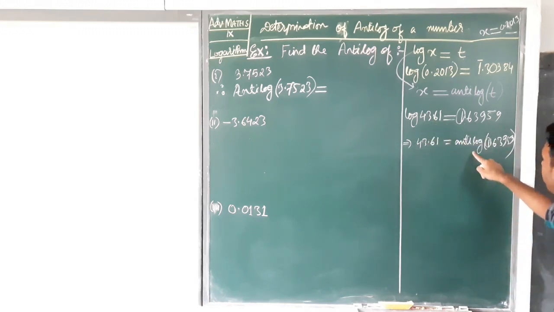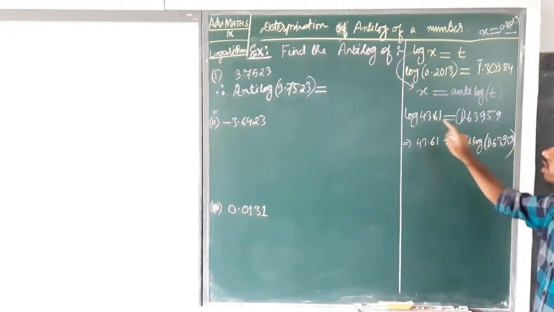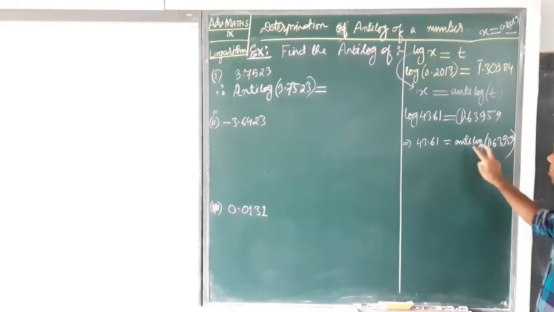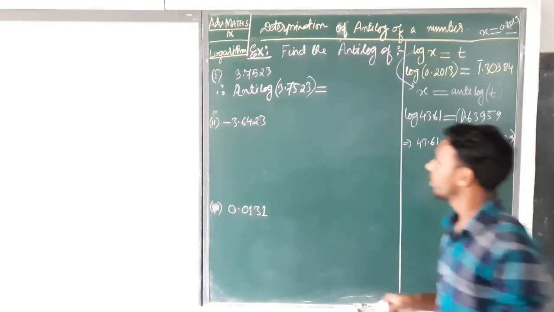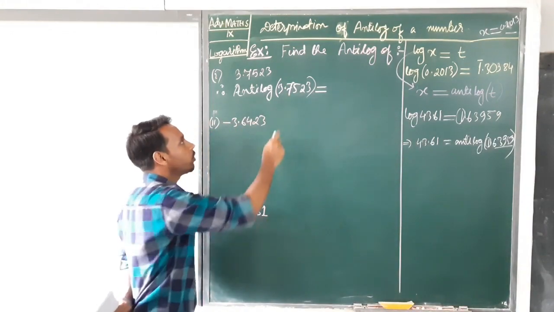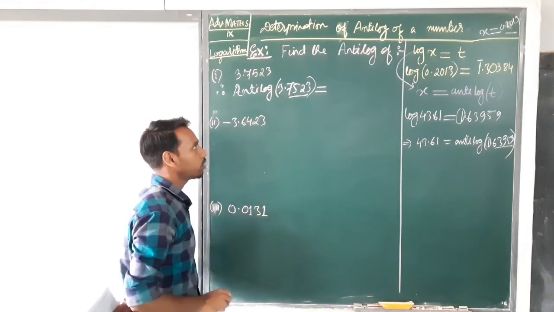So antilog of 1.63959, this integral part is based on the number of digits before the decimal point. So we can ignore this one. When we use the antilog table, we will only use this part. In a similar way, when we do antilog of 3.7523, we will only consider this part, we will not consider this part, when we use the antilog table.